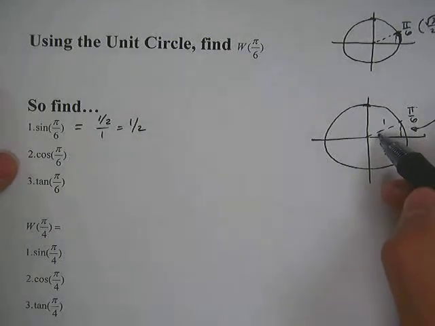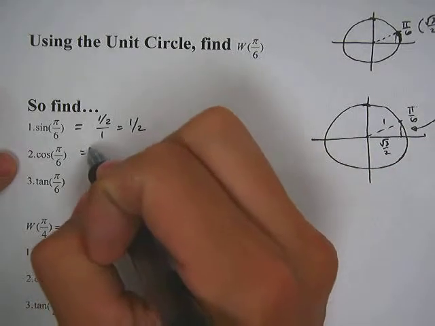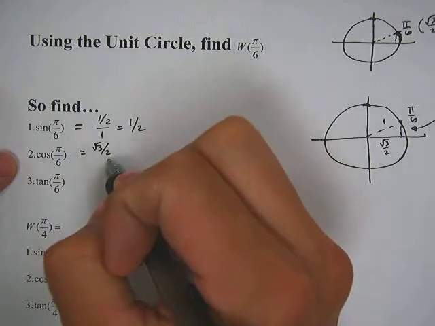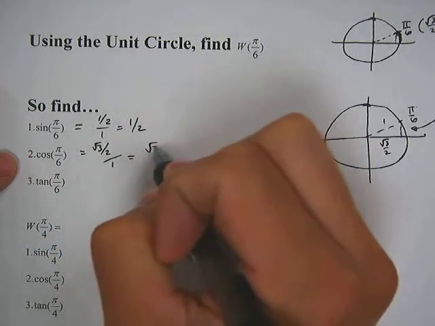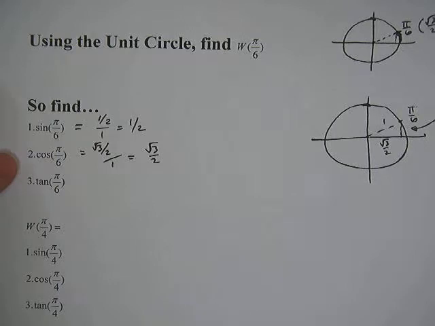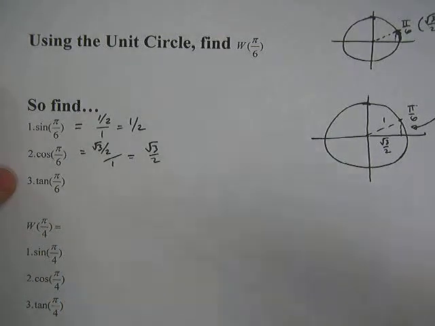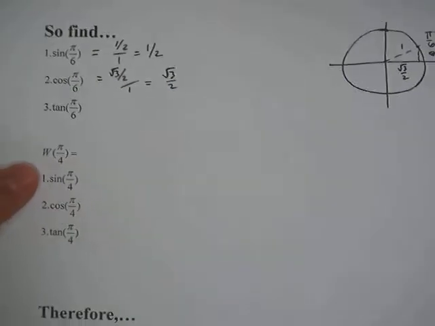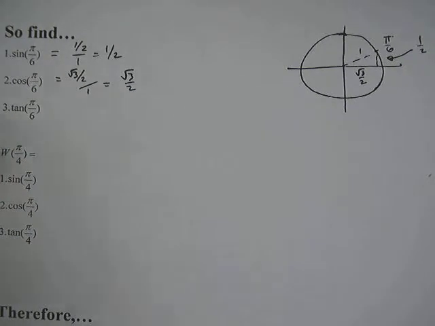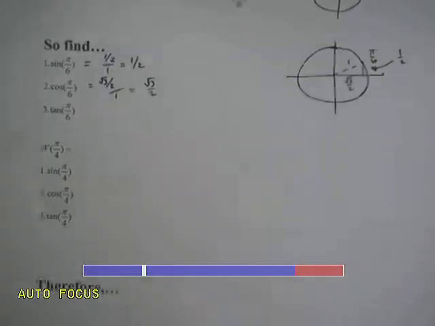If I want to know what the cosine of pi over 6 is, cosine would be adjacent over hypotenuse, which is just root 3 over 2. And we'll come back to tangent here in just a second. But let's do the same thing here, but with pi over 4.